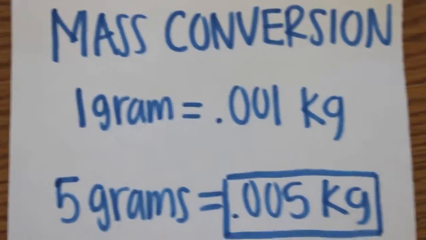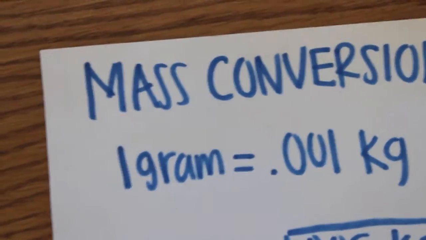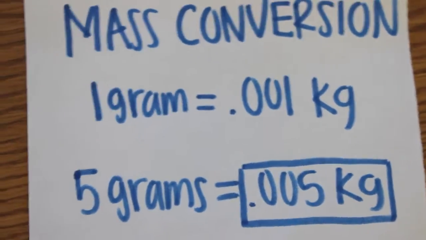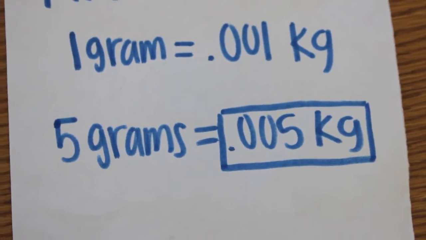To convert the mass of our marble, we use the conversion 1 gram equals 0.001 kilograms. So if our marble weighed 5 grams, our mass that we will use will be 0.005 kilograms.